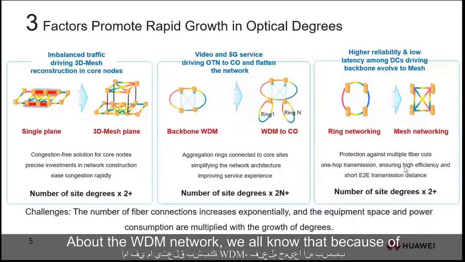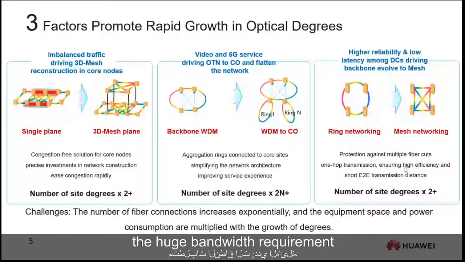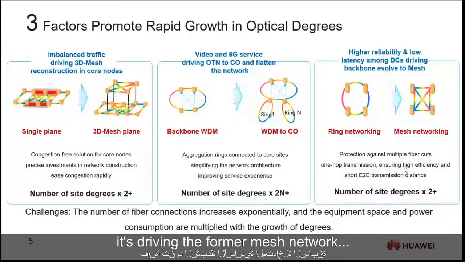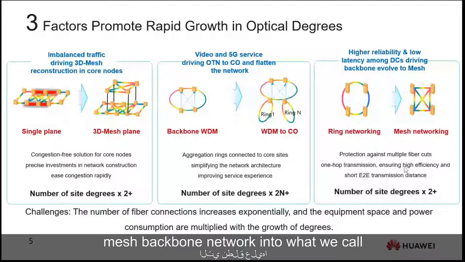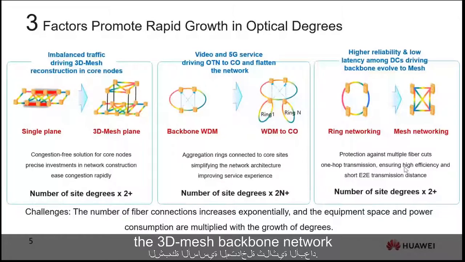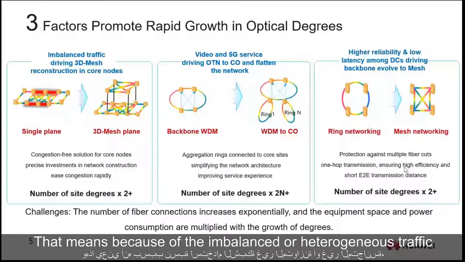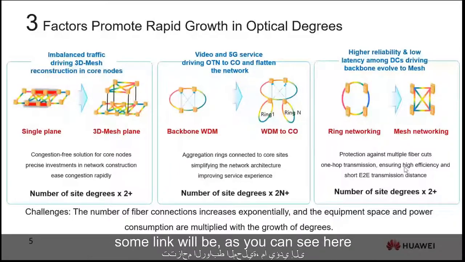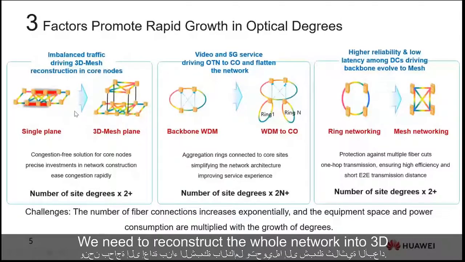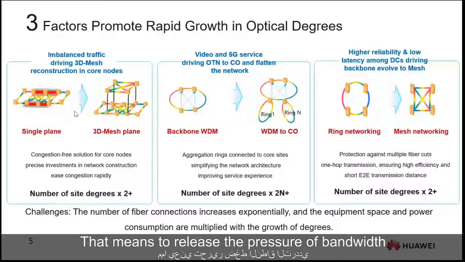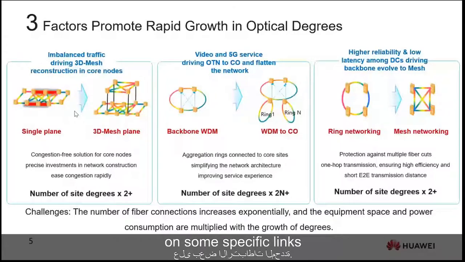About the WDM network, we all know that because of the huge bandwidth requirement, it is driving the former mesh backbone network into what we call a 3D meshed backbone network. Because of imbalanced or heterogeneous traffic, some links will be, as you can see here, what we call a hot link. So we need to reconstruct the whole network into a 3D one, to release the bandwidth pressure on some specific links.